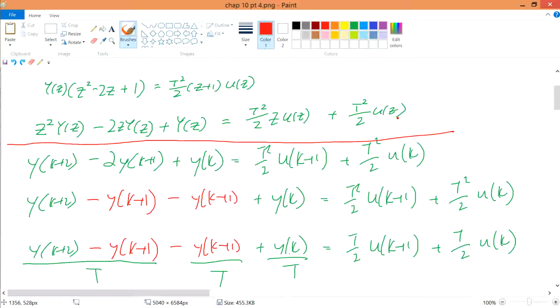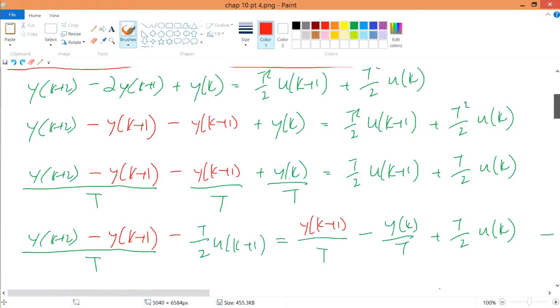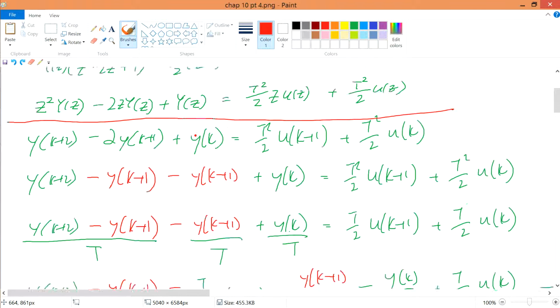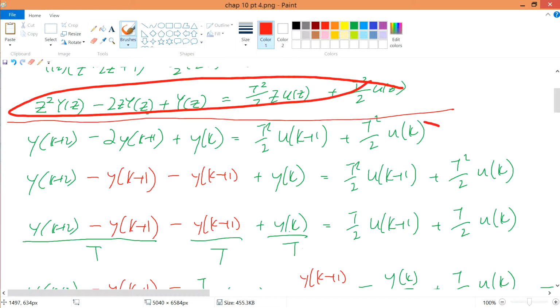Okay, so therefore let's continue. I'll just simply scroll it down now. So this next step is another key step. Besides the one from the z domain to the discrete domain over here, which is one of the key steps also.